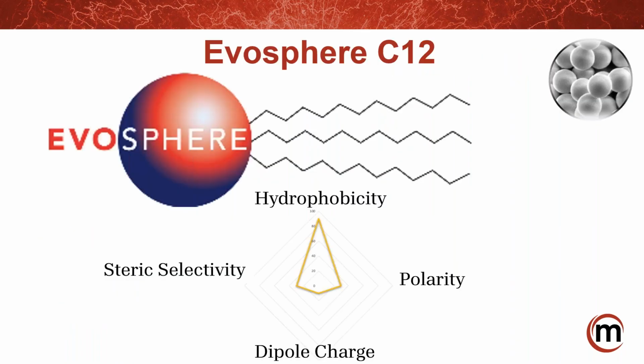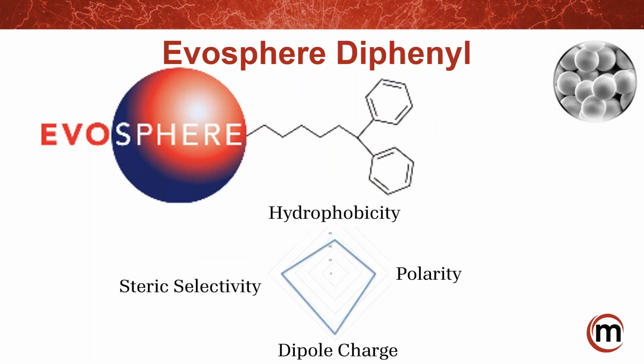So here we have Evosphere C12, that's interesting. It's not a C18. Everybody says, well, why don't you have a C18? It's like, well, why do you need another C18? That's the response we tend to give. Actually, I can bond more C12s onto the silica surface and give you a more hydrophobic environment. It gives you more hydrophobicity, a little bit less steric selectivity, but you have some polarity.